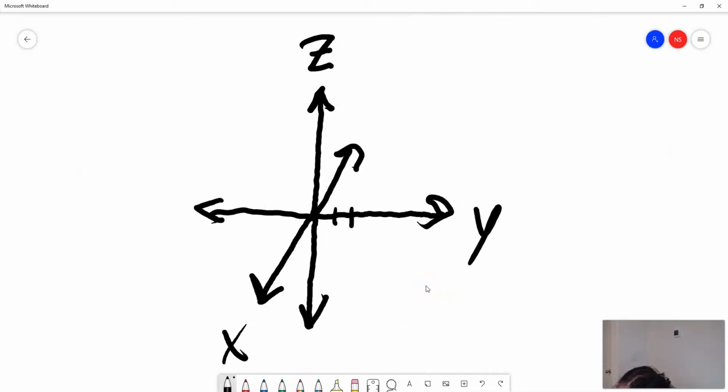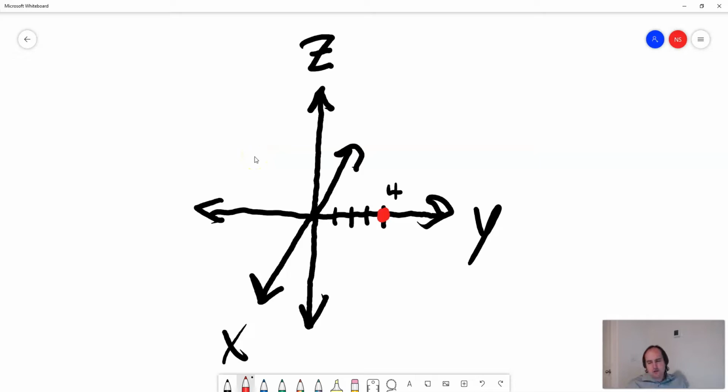So 1, 2, 3, 4. On the y-axis, we're starting right here. And remember, x and z are 0, so that's why we're on the y-axis. Because z is right there, and x is right there, but y is 4. Okay, and that's our first point. That's where t equals 0.